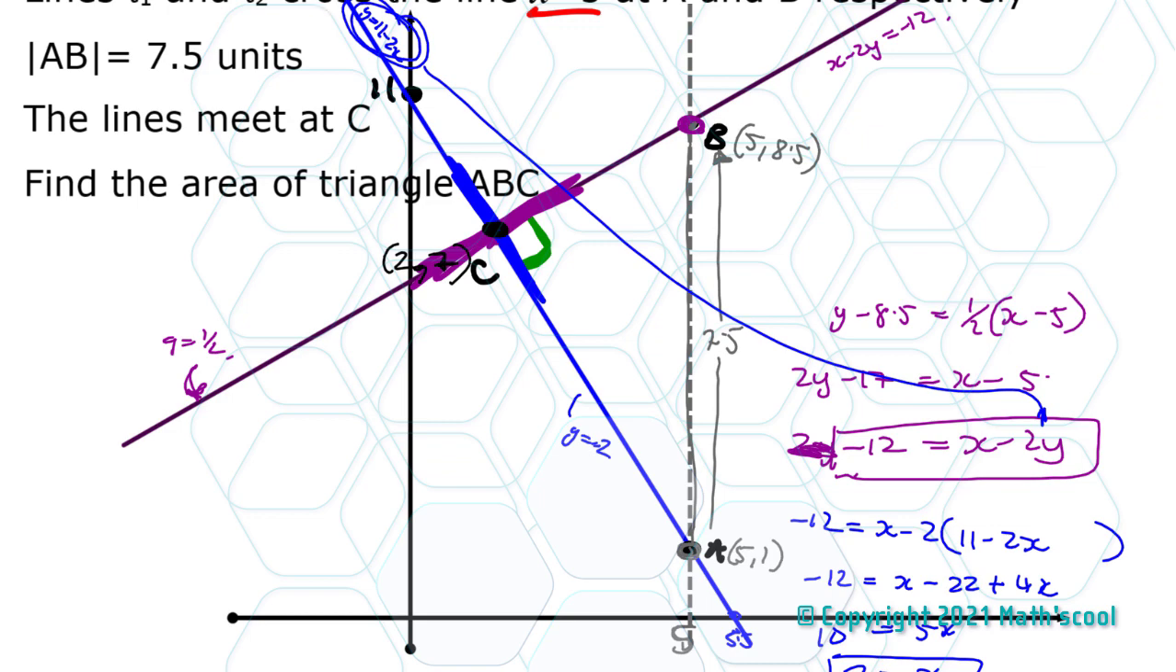Now I want to find the area of this triangle, but I remember the rule. Yes, sure, it's a right angled triangle, and sure I could call this the base.